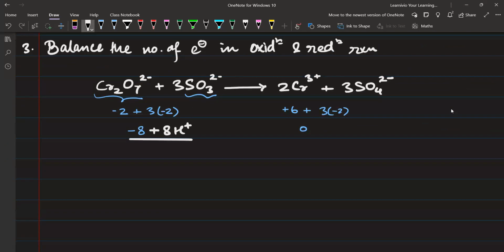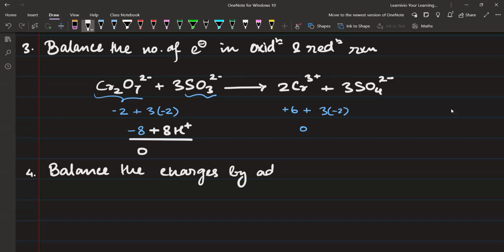And when I add 8H positive, the -8 charges of the Cr2O7 2 negative and 3SO3 2 negative will be -8. If you add 8H positive, the overall charge will become 0. Now the charges are equal. So the fourth part is balance the charges by adding H positive if it is acidic medium.